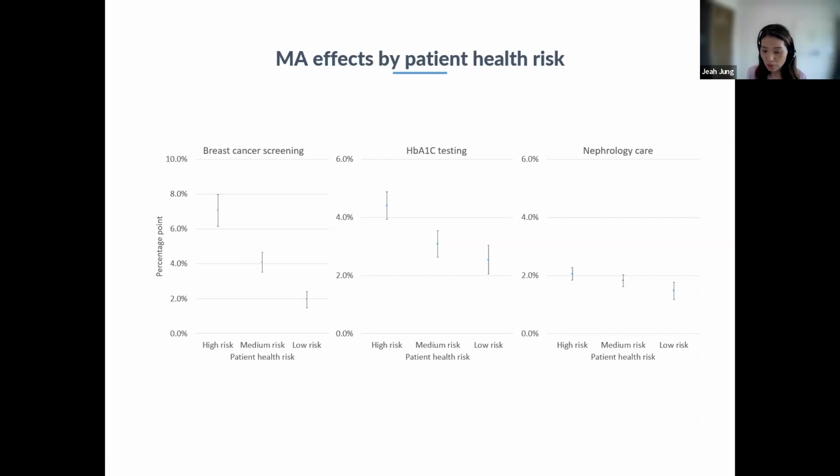So this is just a really brief presentation of the study that we did. We tried to be as comprehensive as possible in comparing MA and TM in this study. There are a lot more measures that we looked at and a lot more subgroup analyses we did in the paper.